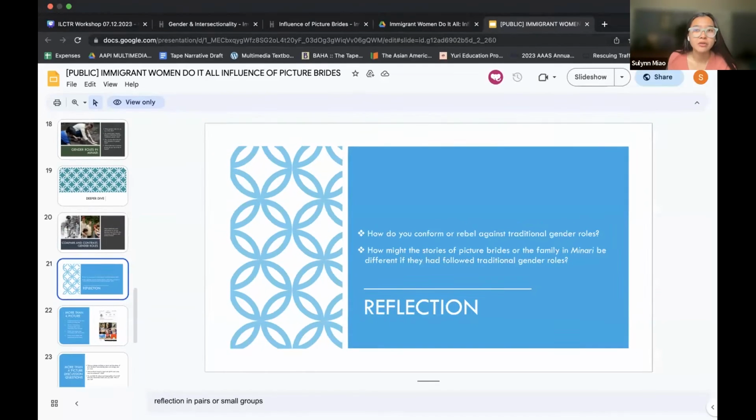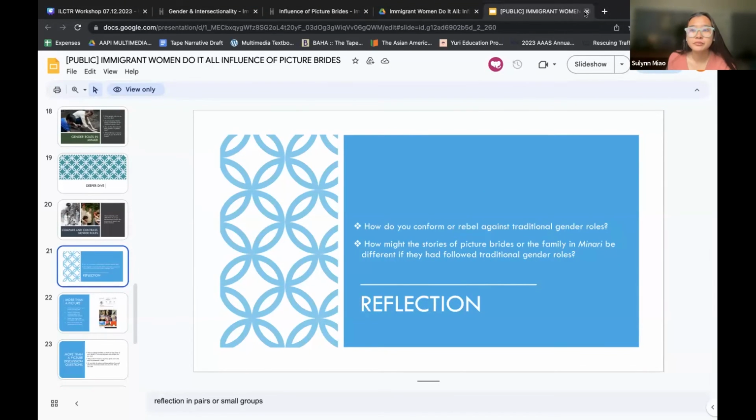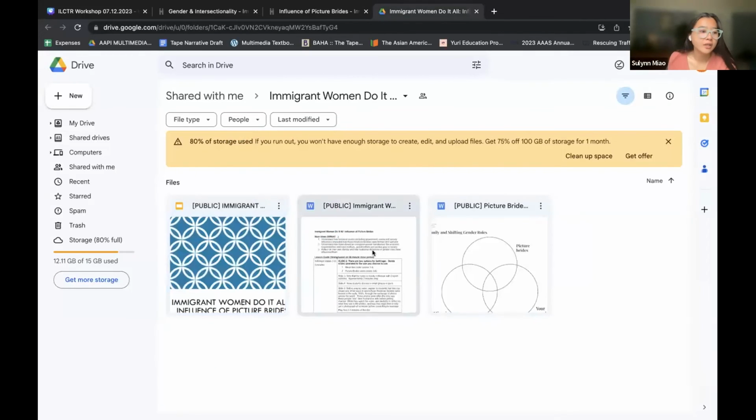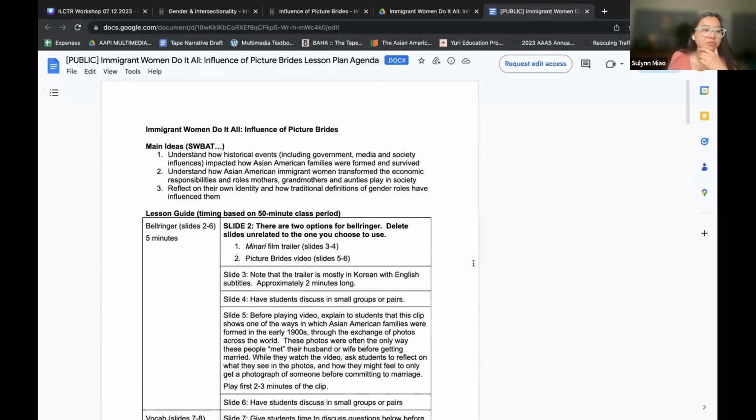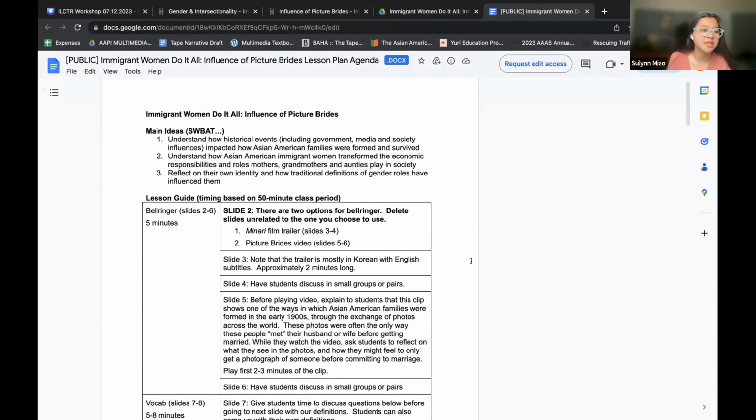Okay, so I'm going to go back now and show you the agenda for this lesson plan. And there is so much room for flexibility in how educators can adapt this into their classrooms. There are various activities for film analysis and self-reflection to connect the themes of gender roles to present day and personal influences.